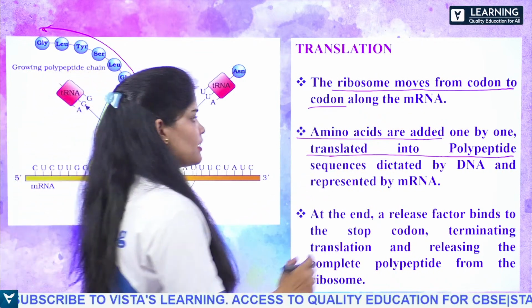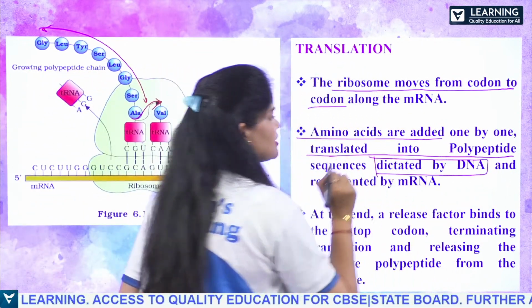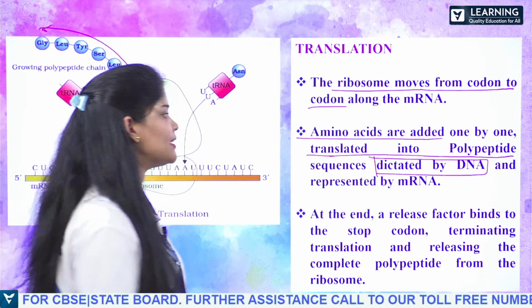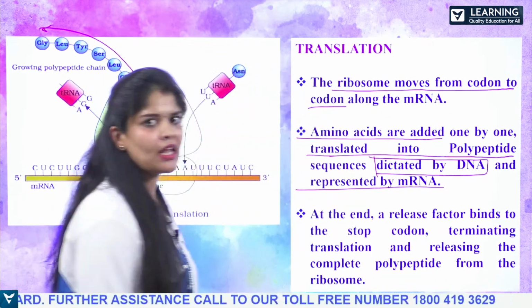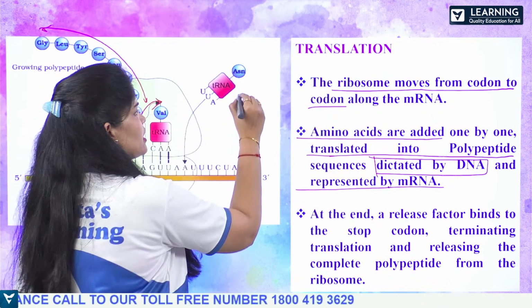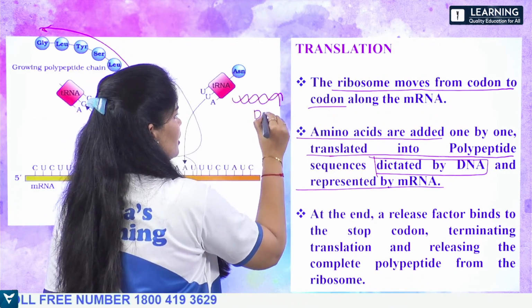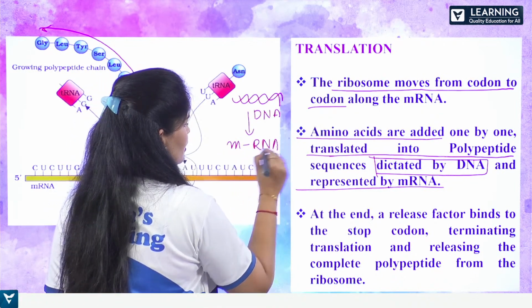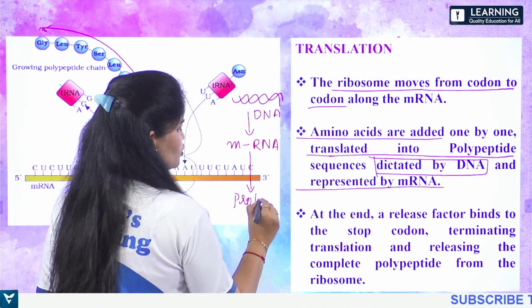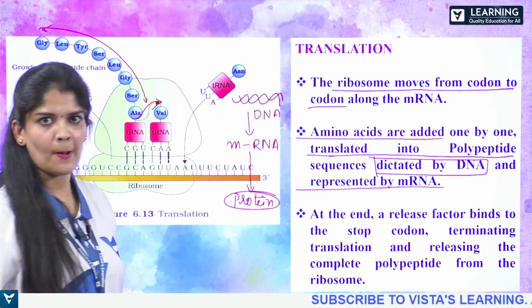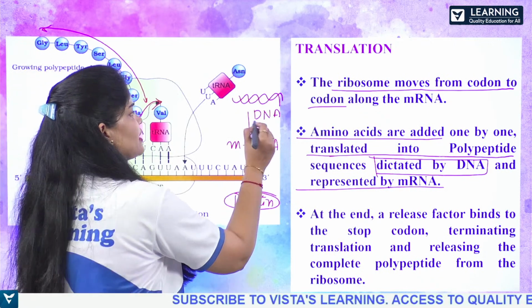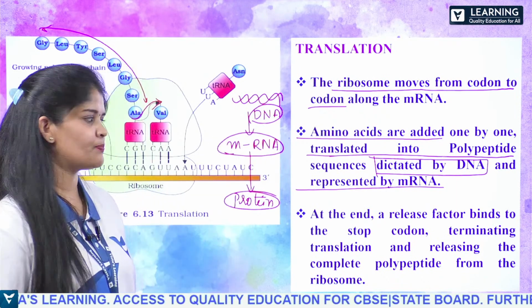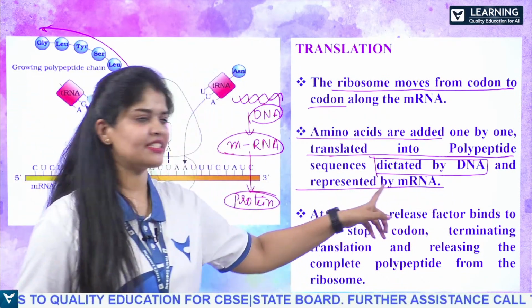And this is dictated by DNA, because DNA is the site where the genetic material is stored, and it is represented by the mRNA as it gets translated. So first DNA, then mRNA, that translates into protein. The information for the formation of this protein is given by the DNA, therefore it dictates, and it is copied onto the mRNA, therefore it represents. So, dictated by DNA and represented by mRNA.